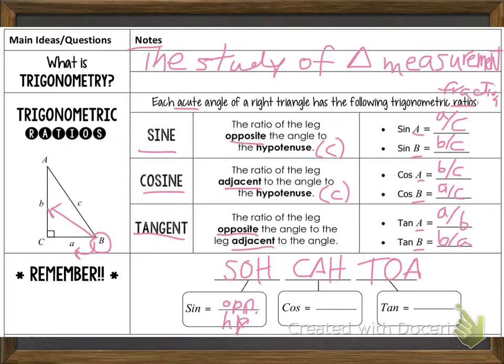Over the hypotenuse. And then cosine is adjacent over hypotenuse. Tangent is opposite over adjacent. So that's where SOHCAHTOA comes from. SOH: sine, opposite, hypotenuse. CAH: cosine, adjacent, hypotenuse. And then TOA: tangent, opposite, adjacent. So that's where all of that comes from.